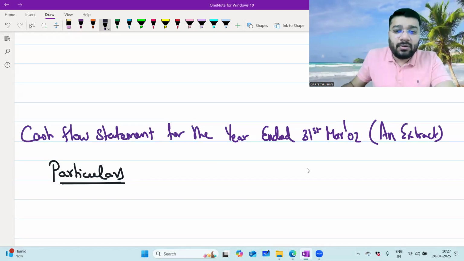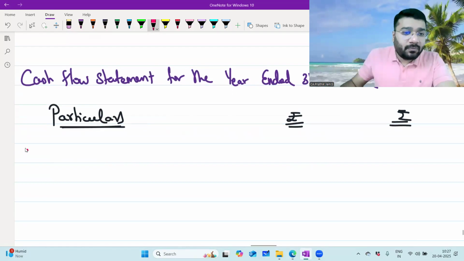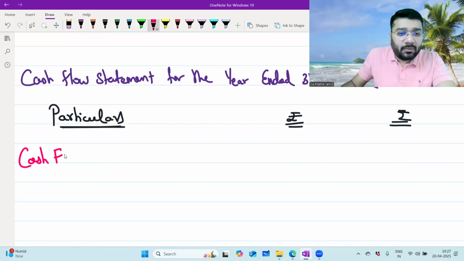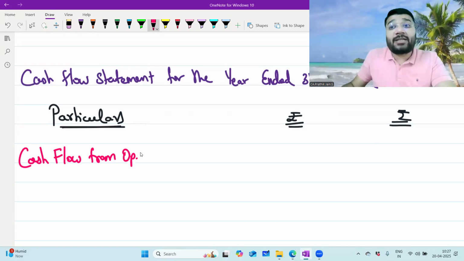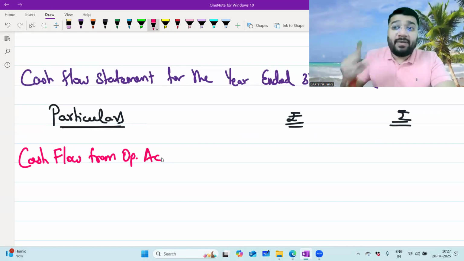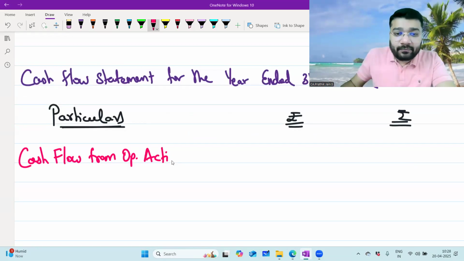Particulars. Rupees inner column, rupees outer column. Under that, cash flow from operating activity. Not 'from or used in', the heading will come as cash flow from operating activity only. And when you write the final answer, if it is negative, 'used in' will come. Okay, sir.